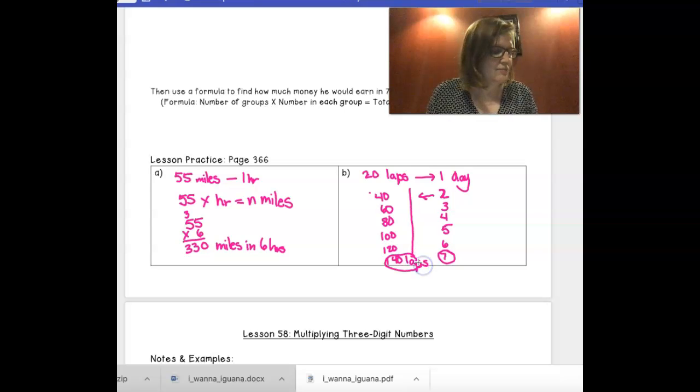140 laps. This is a very useful formula, useful equations. You will use them a lot.